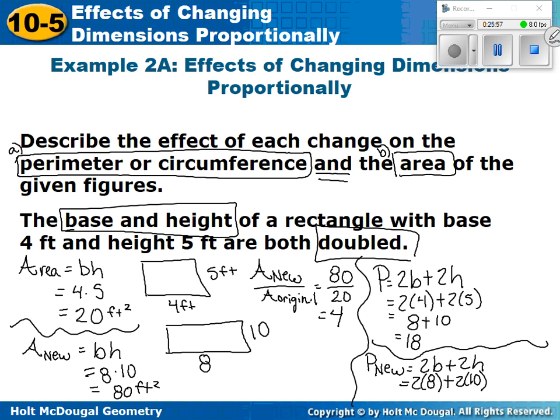What's 2 times 8? 16. What's 2 times 10? 20. What's 16 plus 20? 36. And then remember, you're going to do perimeter of the new shape divided by perimeter of the original shape. So perimeter of the new divided by perimeter of the original. And that gives us 36 divided by 18. What's 36 divided by 18? 2. And so the perimeter is multiplied by 2.